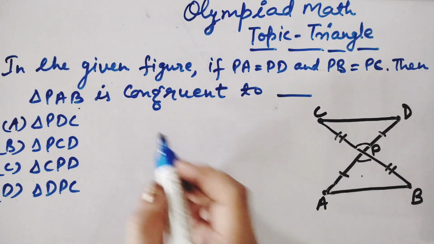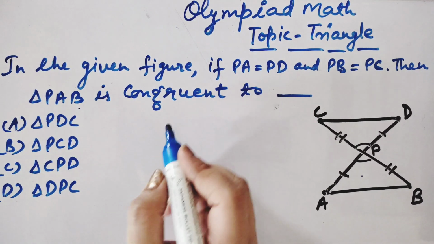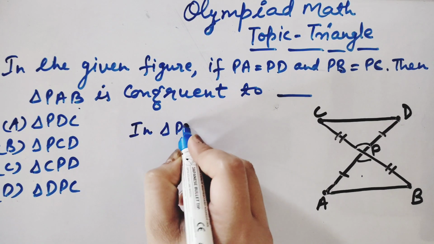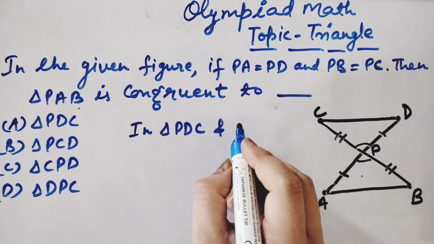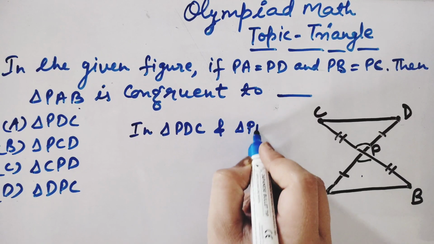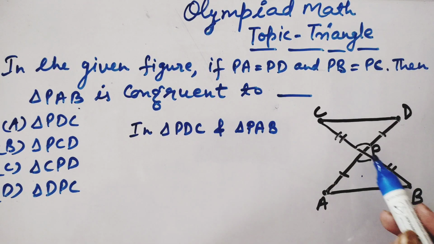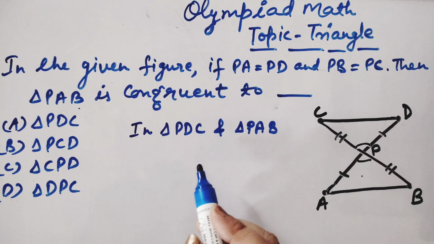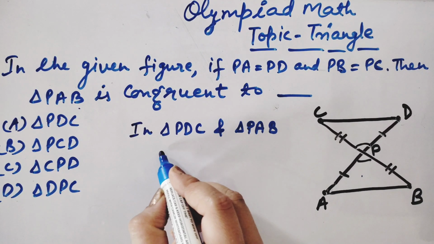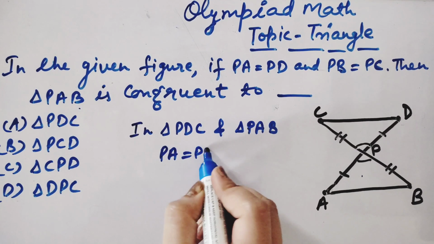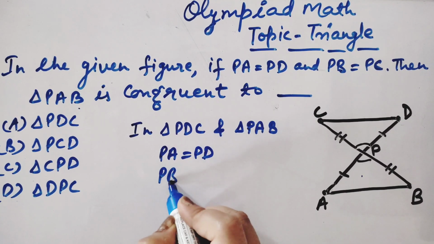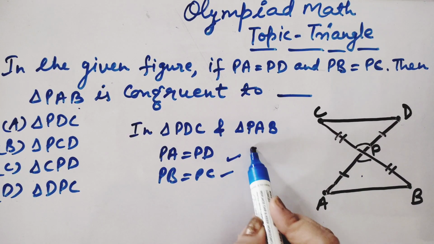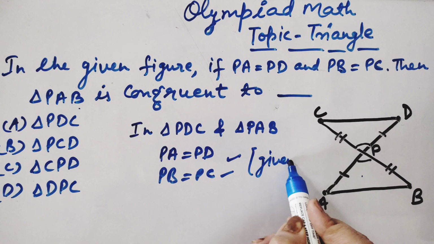First of all, we'll take the two triangles: triangle PDC and triangle PAB. In PDC and PAB, what are the given parts? The given parts are PA equals PD and PB equals PC. These two things are given, so we will write in a bracket, given part.